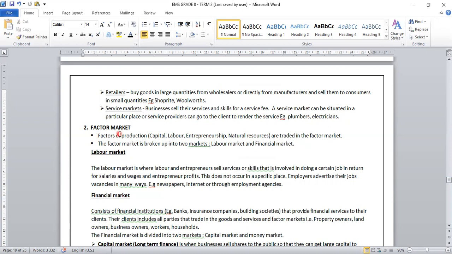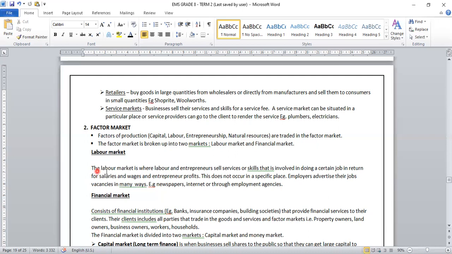Let us look at our second market, which is a factor market. Factors of production, which are capital, labor, entrepreneurship, and natural resources, are traded in the factor market. The factor market is broken up into two markets. So the factor market has the labor market and the financial market.